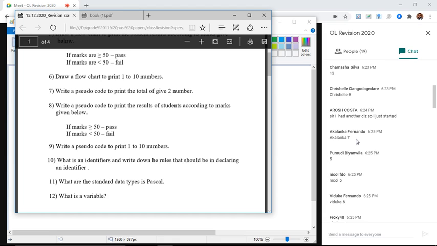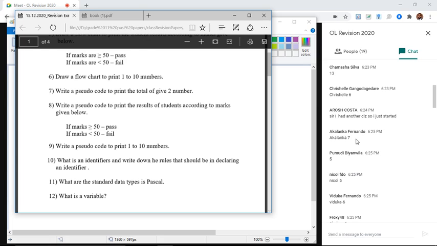Yes, good. In question number 6, start. Start, C equal 1. If C less than or equal 10, yes, display C. Then C equals C plus 1. Then the program will repeat until the condition is satisfied. If it is not, the program will end.